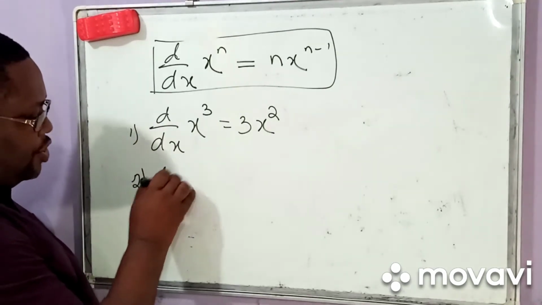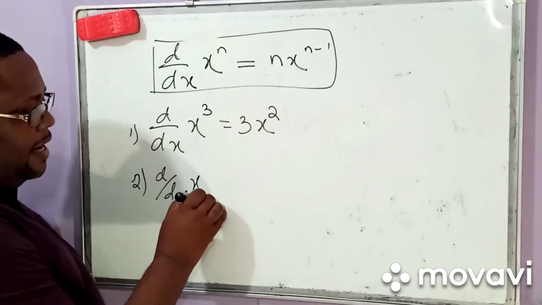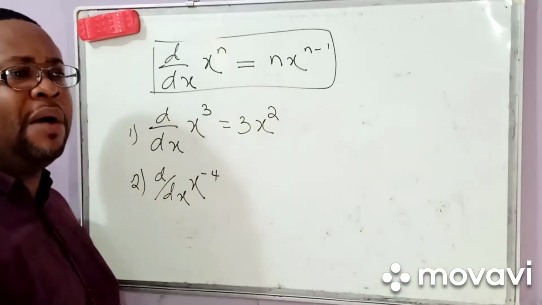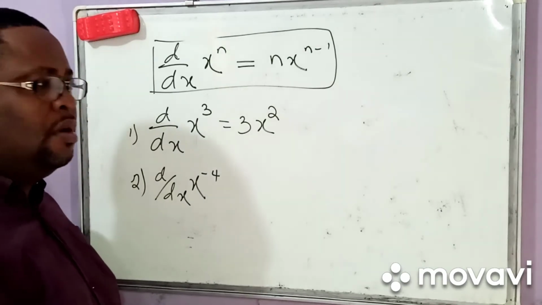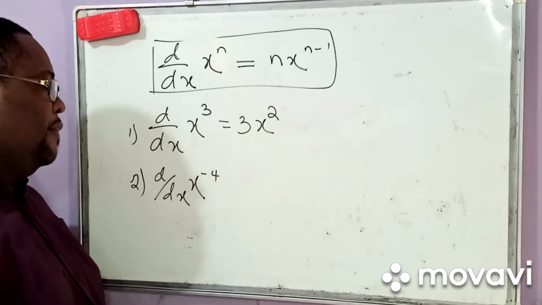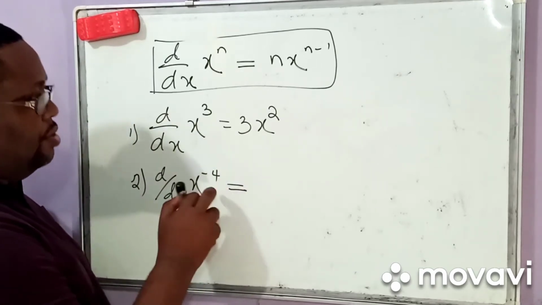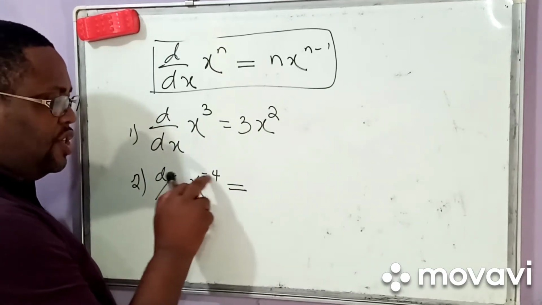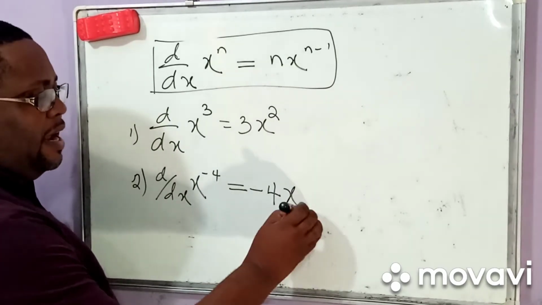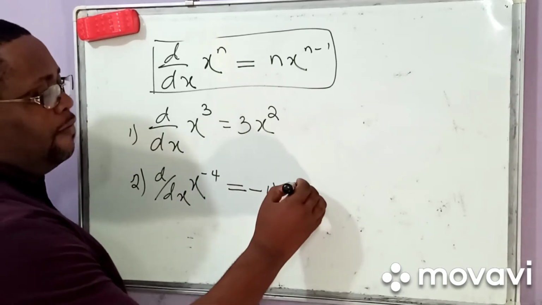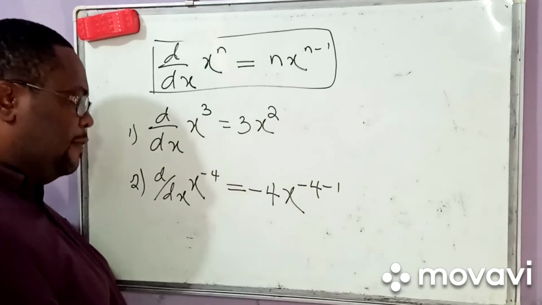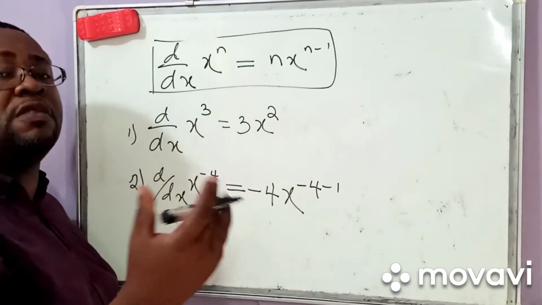When you have to differentiate with respect to x, let's say x to the power minus 4. It doesn't matter whether the power is positive or negative. All we are interested in is to know what that power is. So we simply have this being equal to, bring down your power, which is negative 4. So I have negative 4. Then I have my x. I'm subtracting 1. Of course, we have negative 4, negative 1. And of course, negative 4, negative 1 will simply give me negative 5.